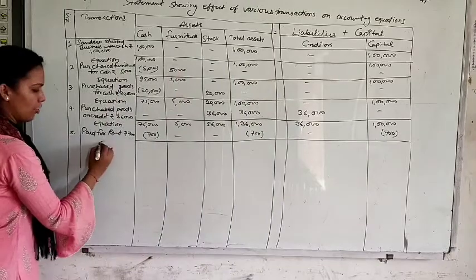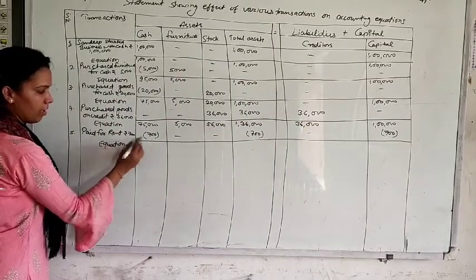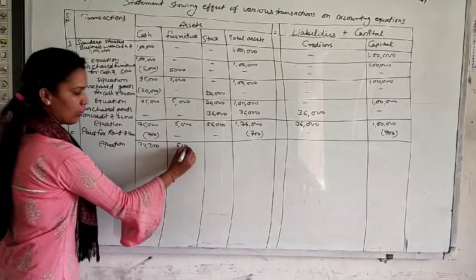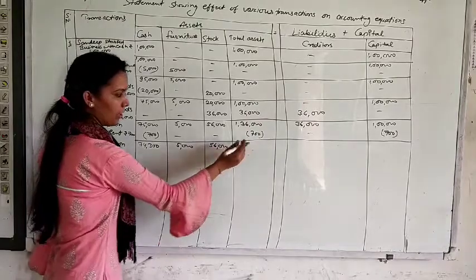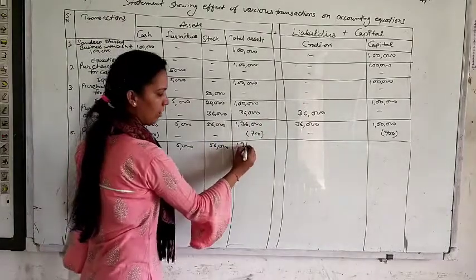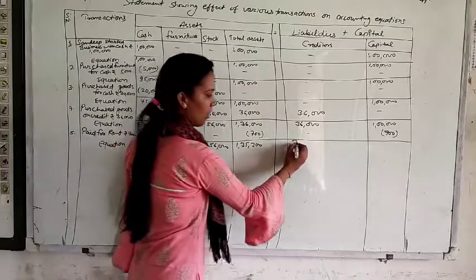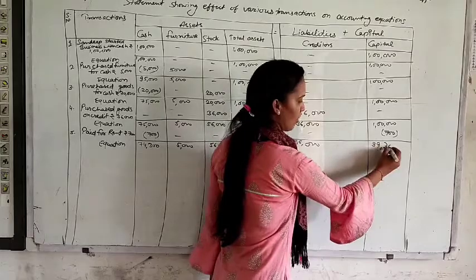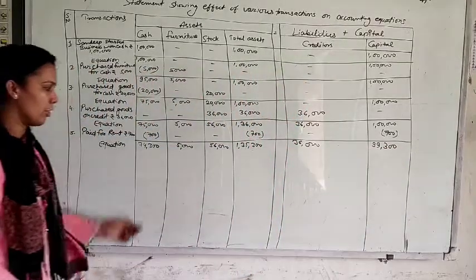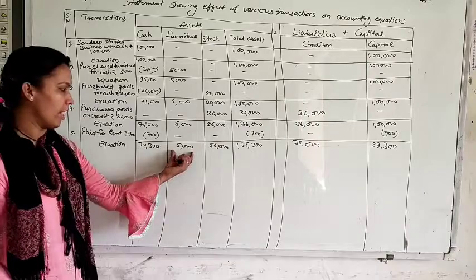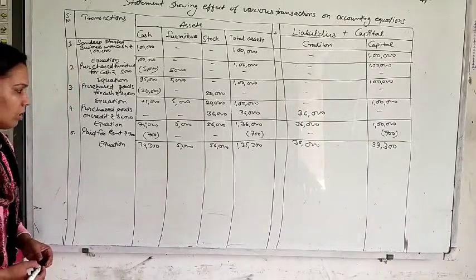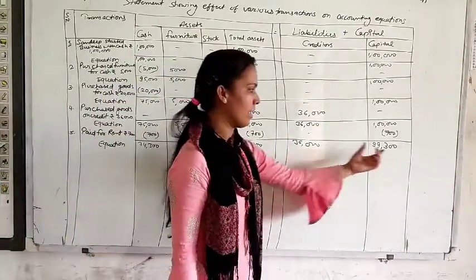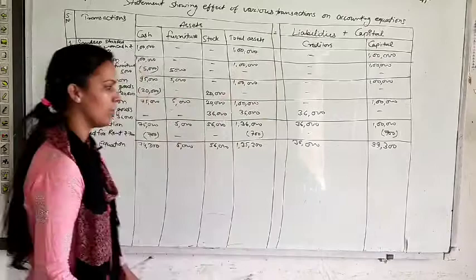Again just match the equation. 75 minus 700, it will be 74,300, 5,000, 56,000. 136 minus 700, 1,35,300. 36,000 of creditors and 1 lakh minus 700, it will be 99,300. Just match the equation. 74 plus 5 plus 56, total, it is 1,35,300 and total of 36 and 99,300, it is also 1,35,300.